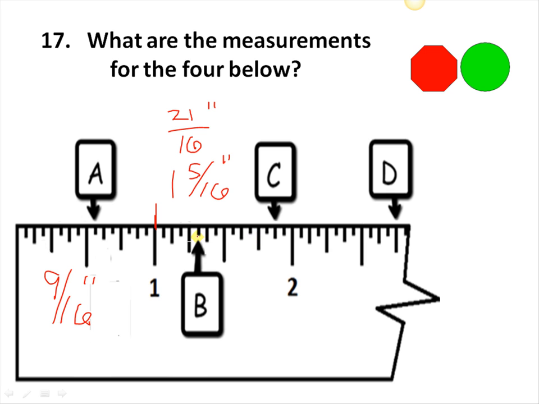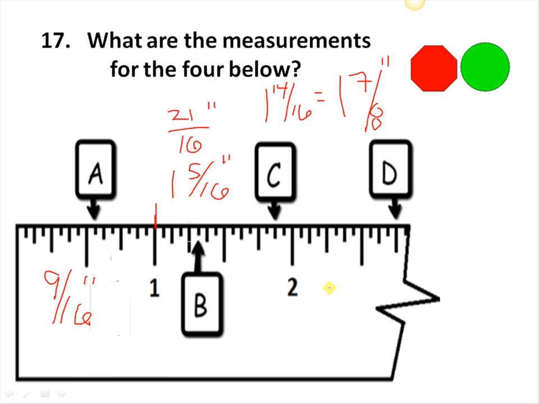Okay, now, let's see. We want to know what C is. 1 inch, so there's 16/16. So that's 1, and this is 8/16 because it's halfway there. 9, 10, 11, 12, 13, 14. 1 and 14/16. But we can simplify that a little bit, and that's the same thing as 1 and 7/8, and we're dealing in inches.